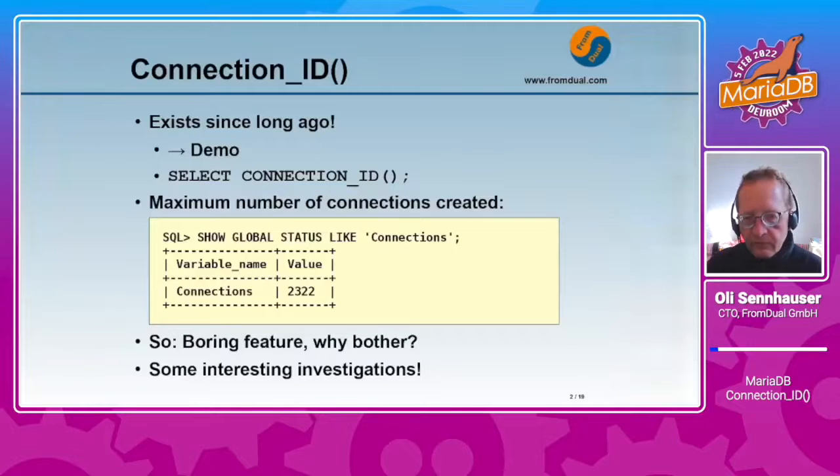Every connection inside a MariaDB database gets its own Connection Id, which is a unique number that is continuously increasing. The maximum number of connections created since database startup you can see easily with the command show global status like connections, and you see here in this case we had already 2,322 connections since database startup. So technically this is quite boring, so why should we bother? Because with the Connection Id, you can do some interesting investigations.